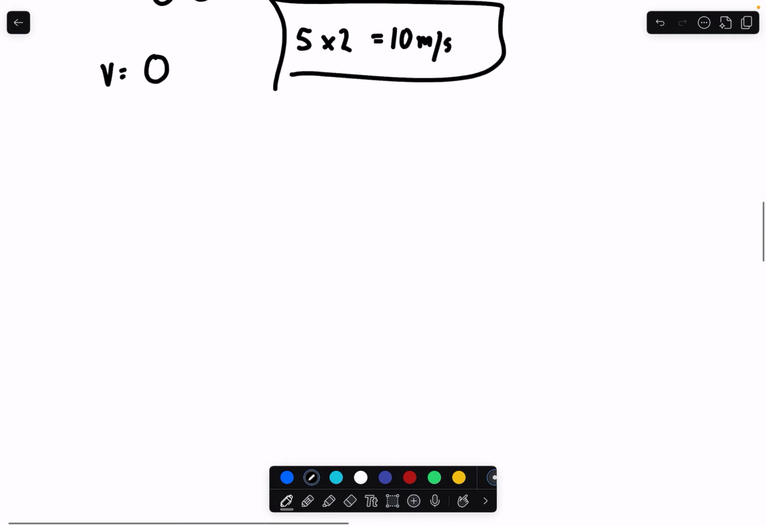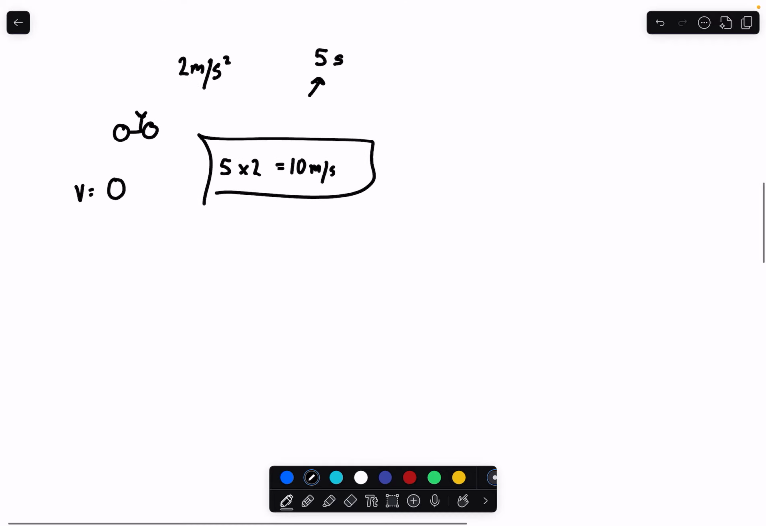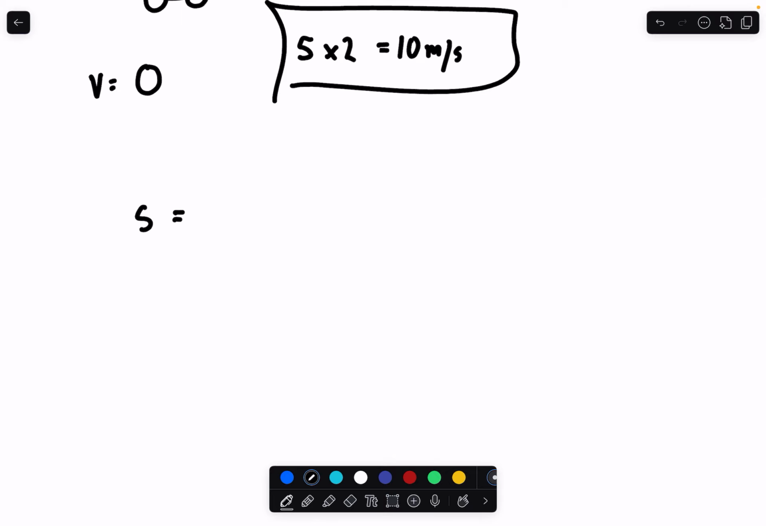We're going to ask ourselves, how far did the bike travel? If it was accelerating 2 meters per second squared for 5 seconds, how far did it travel? We can derive this formula using calculus, but for now, I'll just show you it, and we can derive it in the next video. So our distance traveled, or our displacement, is the initial velocity, call it VI, multiplied by the time, plus 1/2 the acceleration multiplied by the time squared.